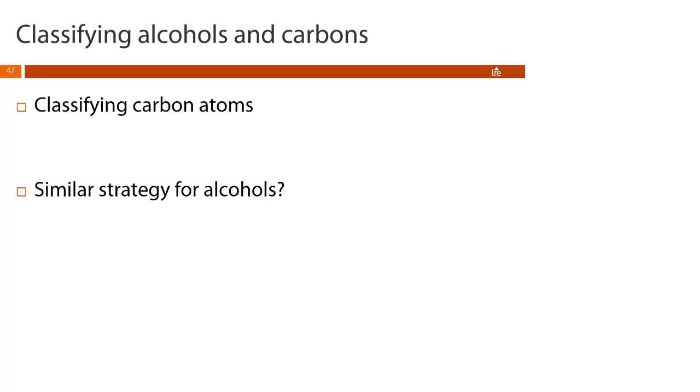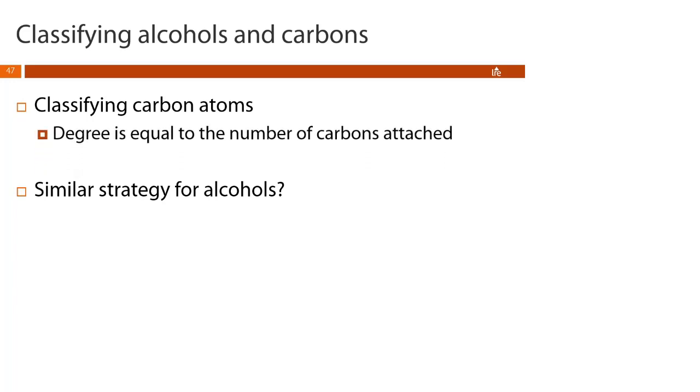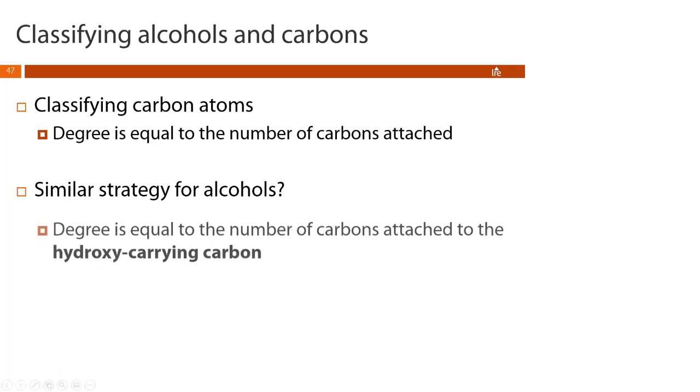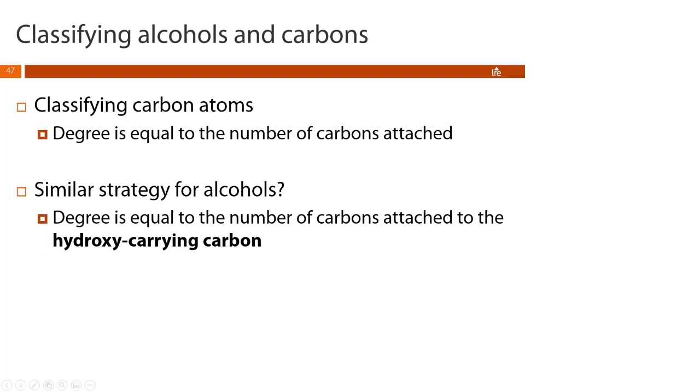Okay, so one thing you're going to have to do in this class is classify carbon atoms and alcohols by degree. So the degree for carbon atoms is going to be equal to the number of carbon atoms directly attached to that carbon. And we're going to use a similar strategy for alcohols. The degree for an alcohol is going to be equal to the number of carbon atoms attached directly to the hydroxy carrying carbon.